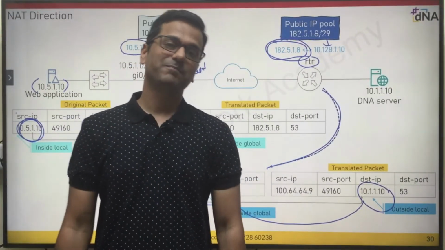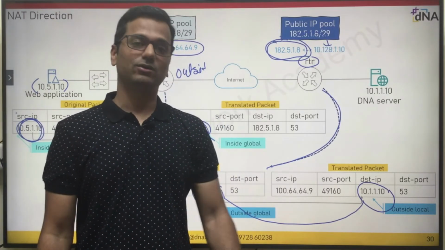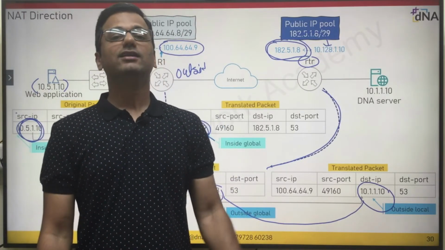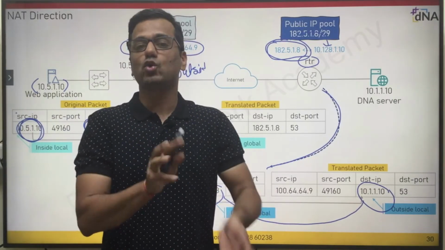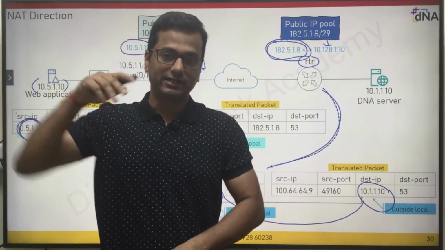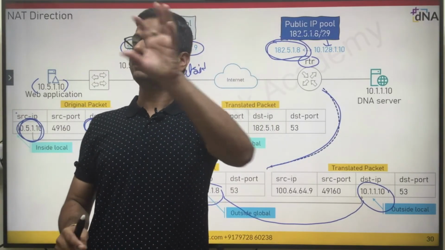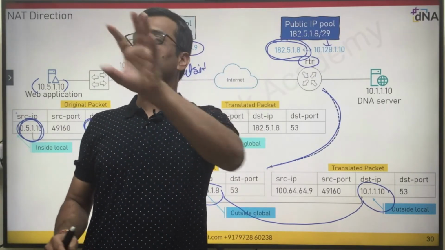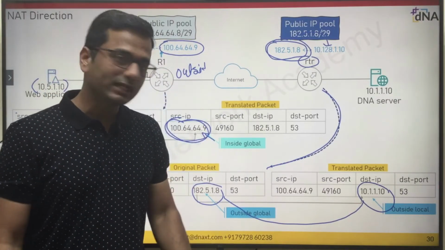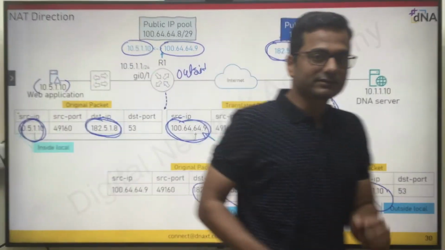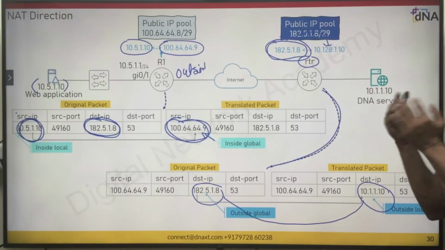Clear, guys? Inside global, inside local, outside global, outside local. These are the most important terms. Whenever you see the statement show ip nat translations, you have to identify which is inside local, inside global, outside global, outside local. You have to. Now guys, tell me, if we are sitting at this side, the DNS side.